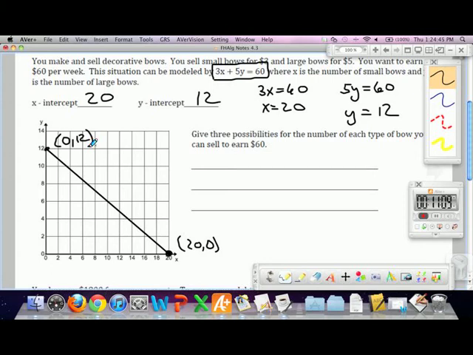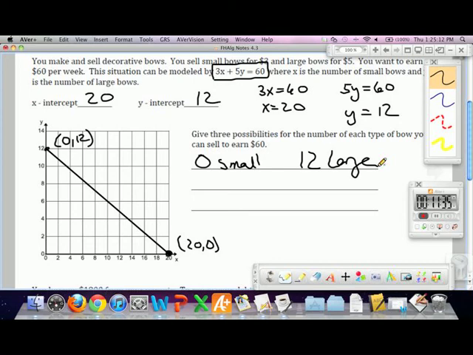I plotted one of them for you. 0, 12. So this is telling you what? 0, what does x stand for? So I could have 0 small bows, and how many larges? 12 large. If I go 0 and 12, I get $60. You can check that by plugging them in.